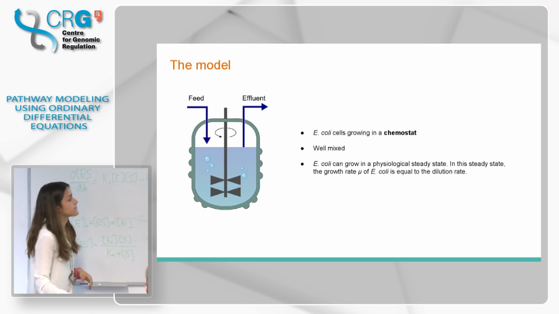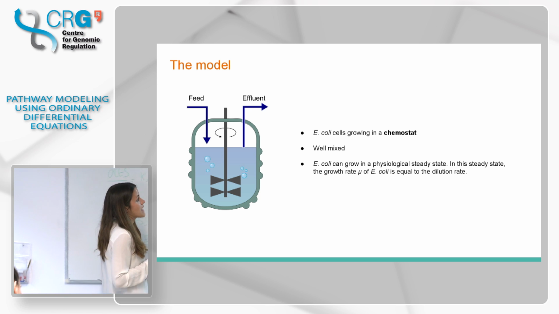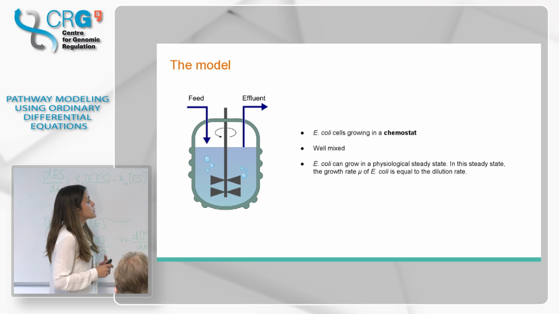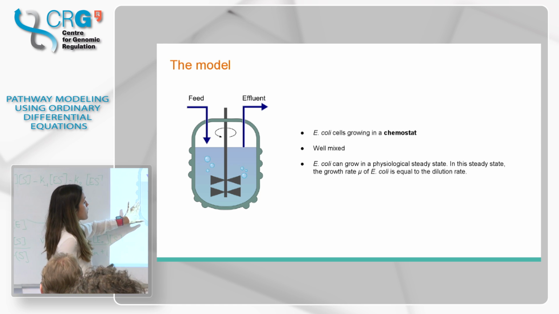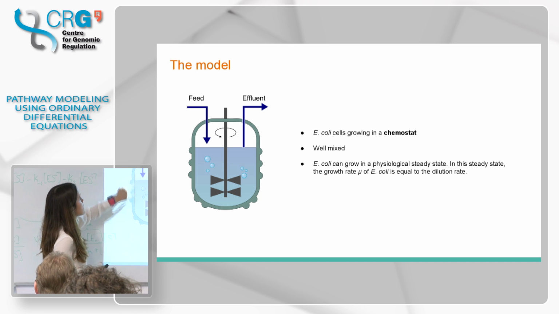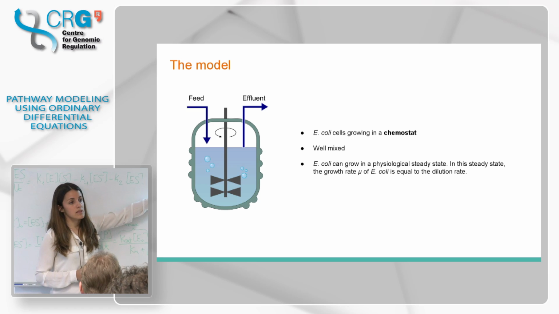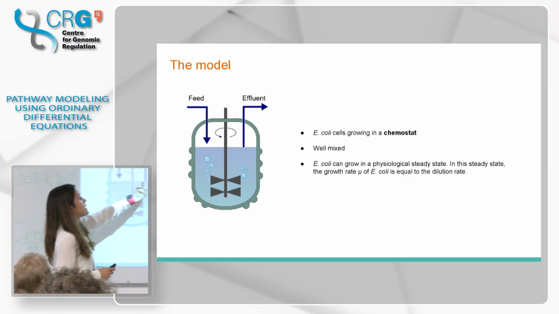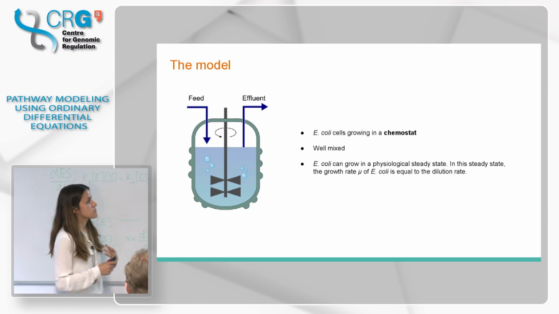So in the model, E. coli cells are growing in a chemostat. A chemostat is a type of bioreactor in which we have a closed system that is well mixed. We have stirring inside, and we have a feed that is supplying fresh medium with all the nutrients that the cells require, and we have an effluent. And in the effluent, we have all the metabolites that are in the medium, also cells that are flowing away of the chemostat.